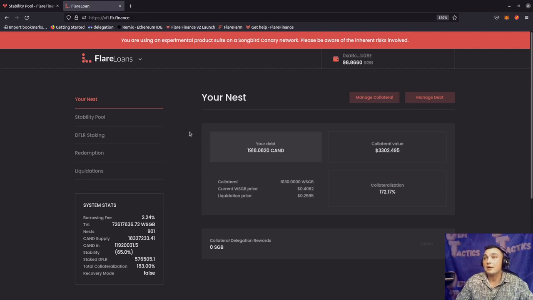As you can see, we are on the Flare Loan site. Under the Nest tab, we have a collateralization ratio of 172.17%. That gives us a liquidation price based on our debt and collateral at 25 cents, with the current Songbird or Wrapped Songbird price at 40 cents.